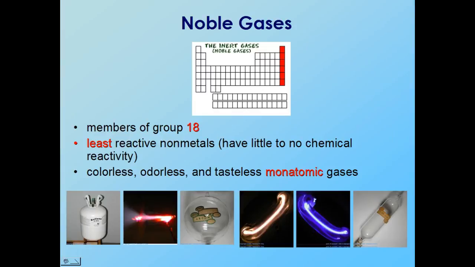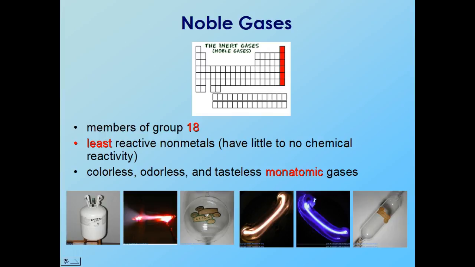All right, and then finally we have our noble gases. They have a full set of valence electrons, so they have very little interest in making bonds with other elements. So they are in group 18. They are your least reactive nonmetals. It's going to take something like fluorine to come along to force it to make a compound, but that does not happen very often at all.